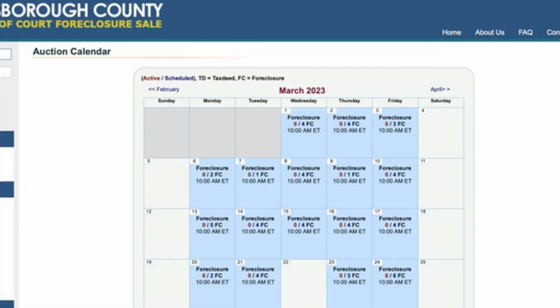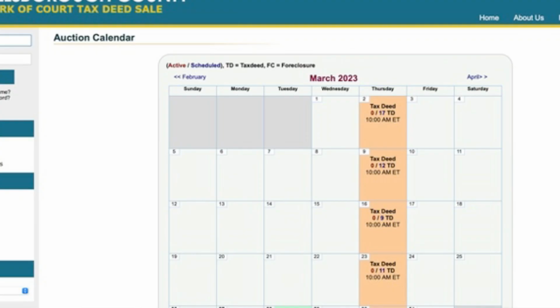faster in mortgage foreclosures. Another thing to keep in mind, guys, with mortgage foreclosures, it is going to occur more frequently. If you take a look at any auction calendar and compare the mortgage foreclosures to the tax deed foreclosures, you will see that it does happen on a more frequent basis when it comes to mortgage foreclosures, because typically more people don't pay their mortgage as opposed to paying their tax.